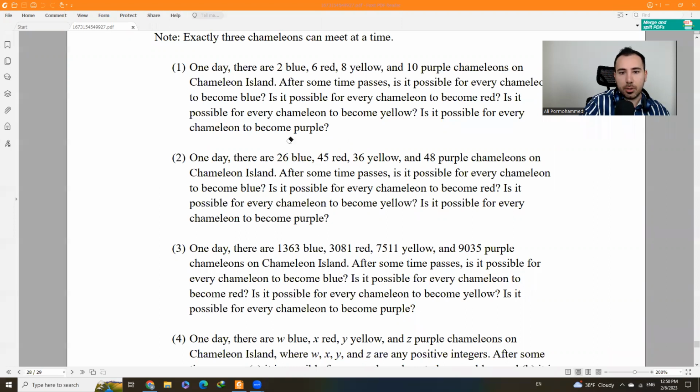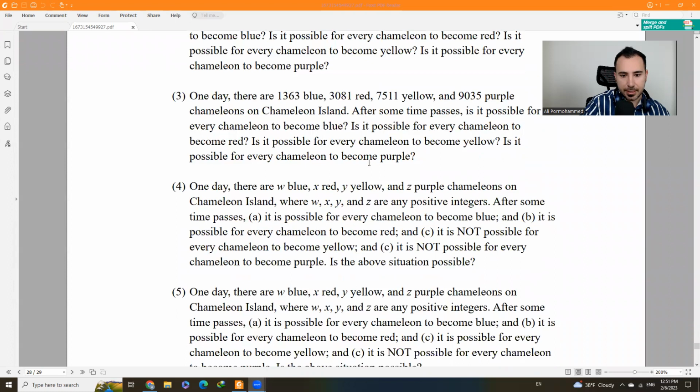So is it possible for all of them to be red? Okay, so yeah, this would not be important. Yellow minus blue will be 10. No. Okay. Is it possible for all of them to be yellow? 48 minus 45 is 3. No, it has to be 4 or a multiple of 4. Okay, is it possible for all of them to become purple? Well, we have to minus them all. So this is going to be 19 if we subtract them. So the answer will be no, no, no, no, no, no for question 2.